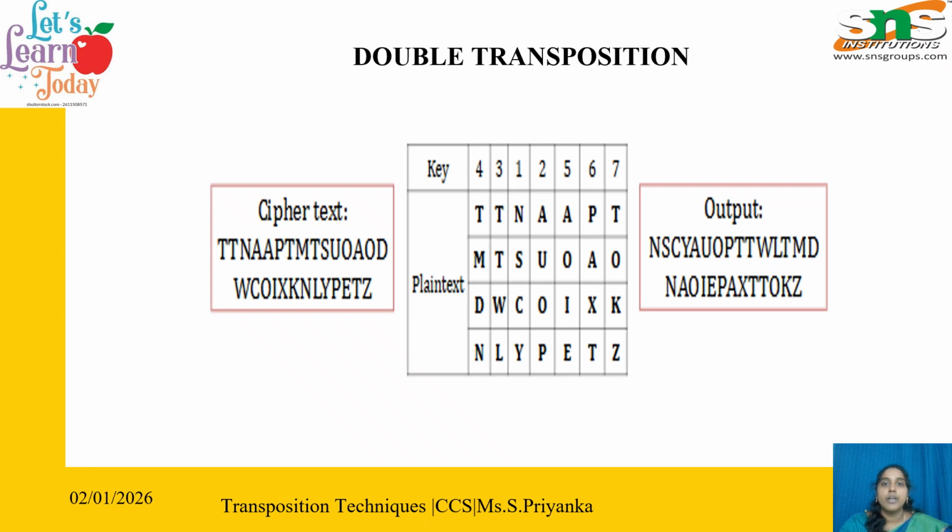In the case of double transposition, the cipher text which is obtained in the column transposition, that is the single transposition, we have to do the process once again.